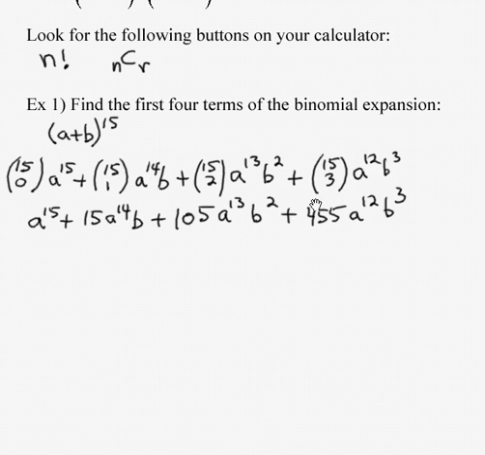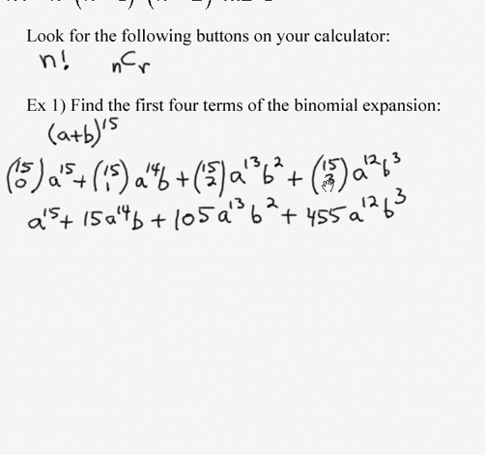Again, the way you would do that is you would type the number 15, do whatever buttons you have to do to get that NCR button on your calculator going, then type the number 3, then hit the equal sign or execute, and you should get 455 for 15 choose 3.